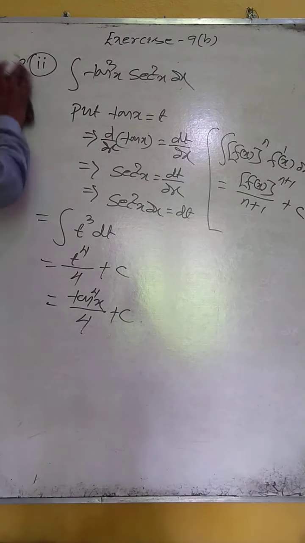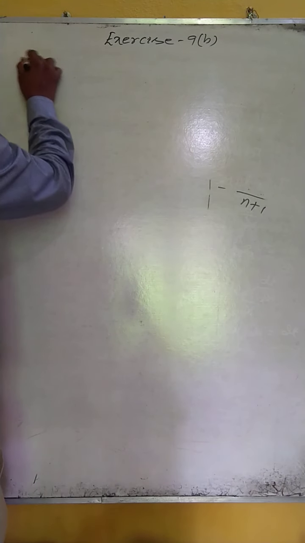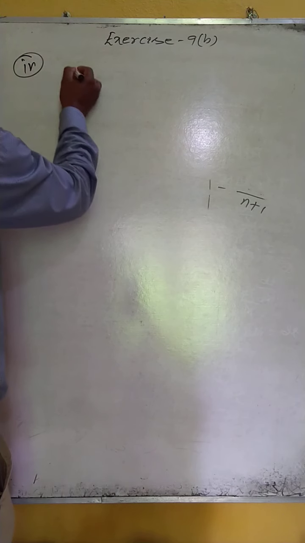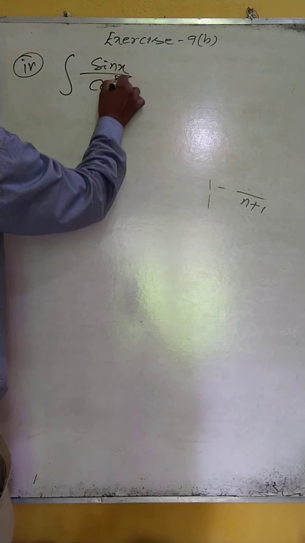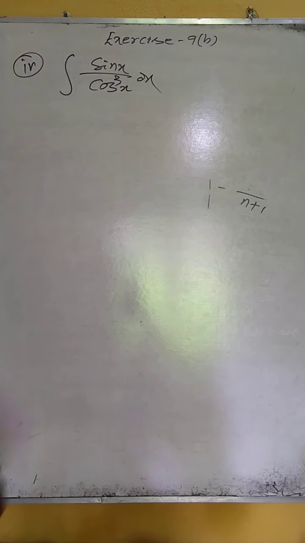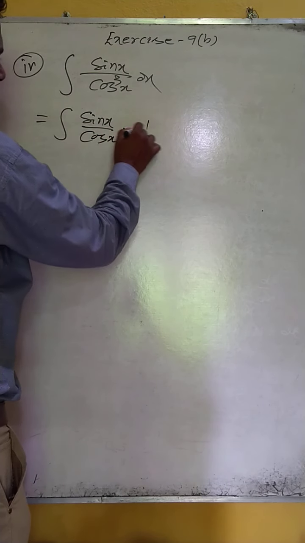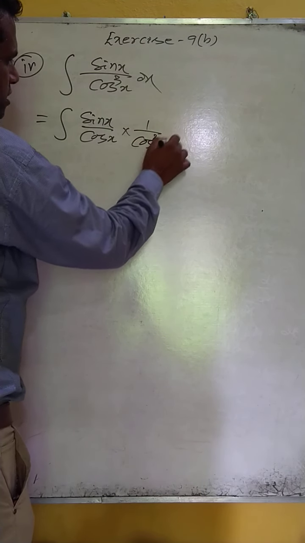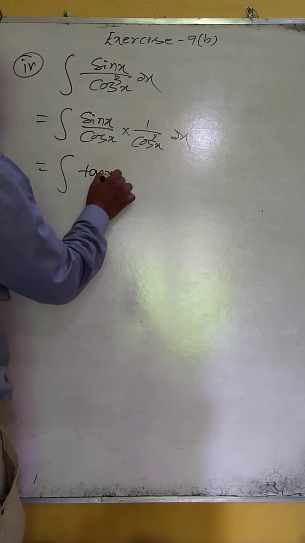Okay, now we discuss another problem, number 2 part 3: integral sin x divided by cos cube x dx. We write it as sin x by cos x into 1 by cos square x dx, that equals integral tan x into sec square x dx.